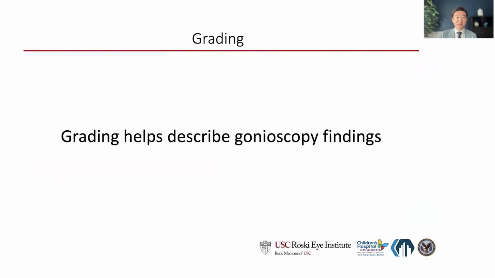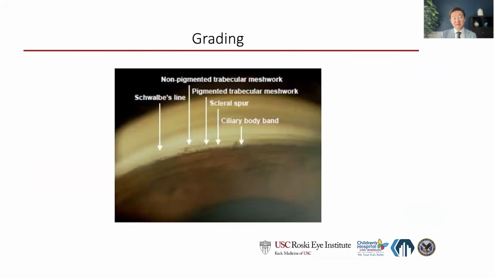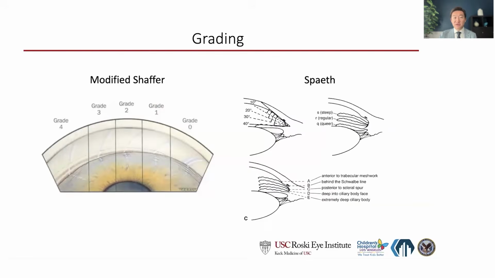Finally, it's important to have a grading system to describe your gonioscopic findings. Clearly, the structures that we're looking for are typically the trabecular meshwork or the scleral spur, in order to identify the degree of angle narrowing, but this needs to be described in a rigorous fashion. And so there are different grading systems that exist to describe our findings.